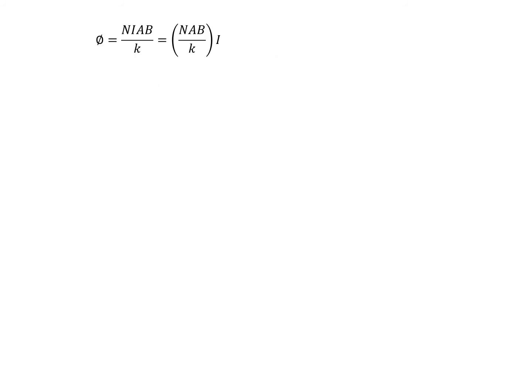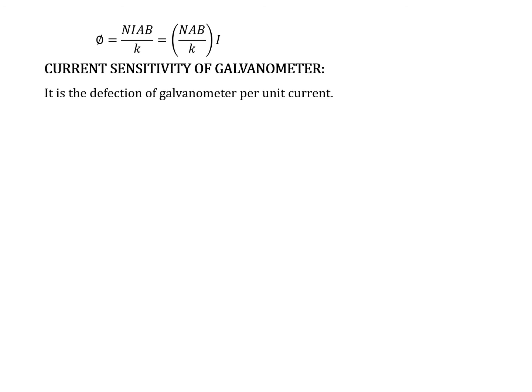So we know that phi is NAB upon K into I. This formula is very important. Now we define current sensitivity of galvanometer. It is deflection of galvanometer per unit current. A galvanometer will be highly sensitive when a small current flowing through it can be detected by the galvanometer, meaning the deflection can be shown by the galvanometer. So it is deflection for unit current flowing through the galvanometer. So deflection per unit current will be equal to NAB upon K.